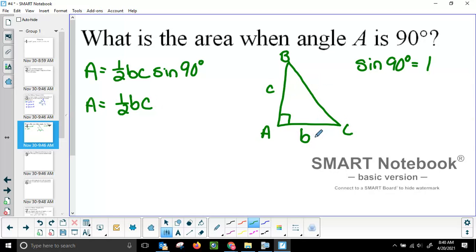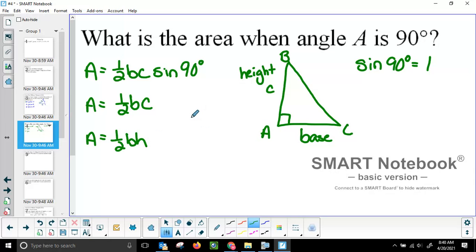Could we call this the base of the triangle? And what could we call this of the triangle? Could we call that the height of the triangle? We sure could. All right. So in this case, A is equal to 1/2 the base times the height.